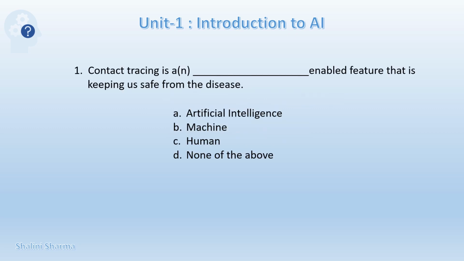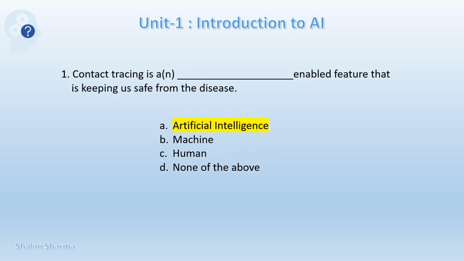Question 1. Contact tracing is a dash-enabled feature that is keeping us safe from the disease. Option A, artificial intelligence. Option B, machine. Option C, human. Option D, none of the above. So students, what do you think the correct option is going to be? The correct option is artificial intelligence.